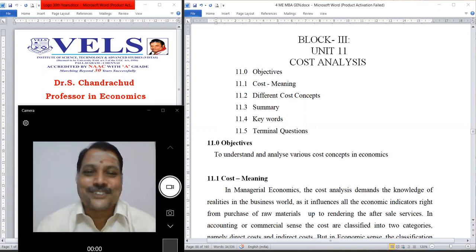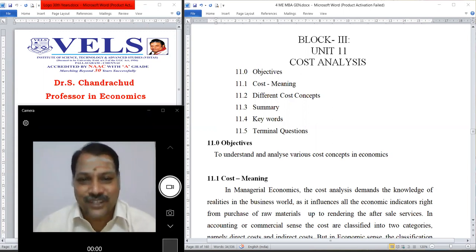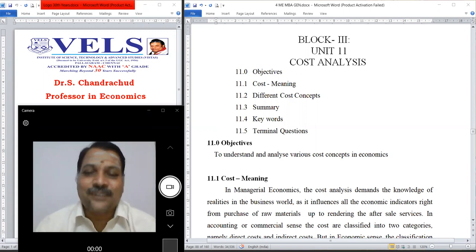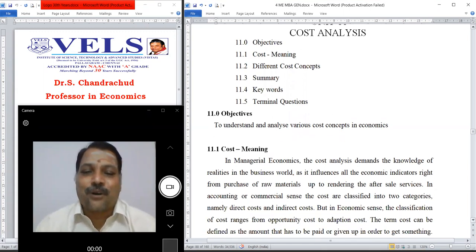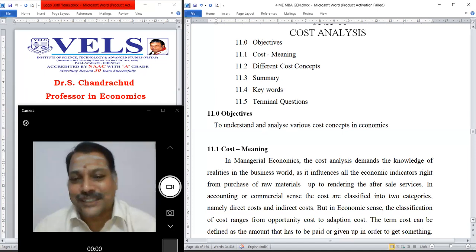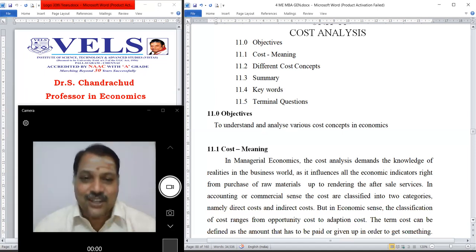Today's topic is cost analysis. It is coming under Unit 11, Block 3. In this particular topic, we are going to discuss the cost: what is the meaning of the term cost, and what are the different cost concepts available in economics. After that, we will summarize and look at the semester questions possible. These are the things we are going to discuss today. The main objective of this topic is to understand and analyze various cost concepts in economics.